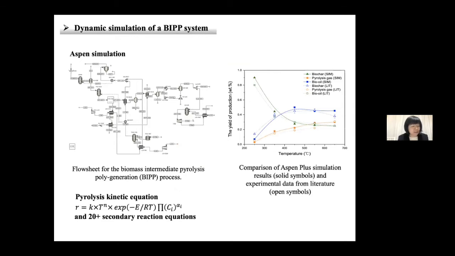So the modeling is the foundation. The Aspen Plus simulator, a good simulator for chemical engineering processes, is used for modeling. A classic pyrolysis kinetic equation is used, and more than 20 reactions and secondary reactions are also included. And also the simulation results have been validated by experimental data.